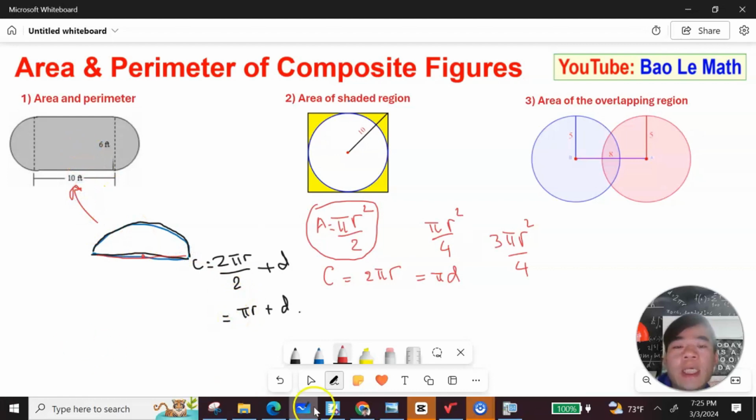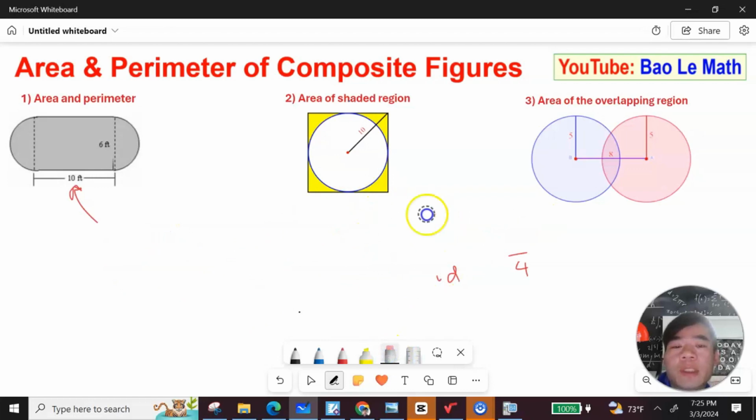Okay, let me erase this one. We're going to talk about the next one, the area of the sector. For example, I have the circle right here, and I have the center right here. From here to here is the radius. I have the angle right here, for example 30 degrees. Now I need to calculate the area of this sector, and I know the radius is, for example, 5.